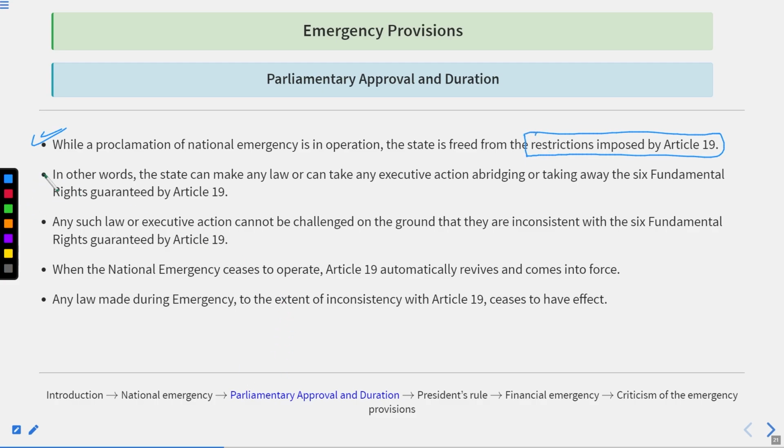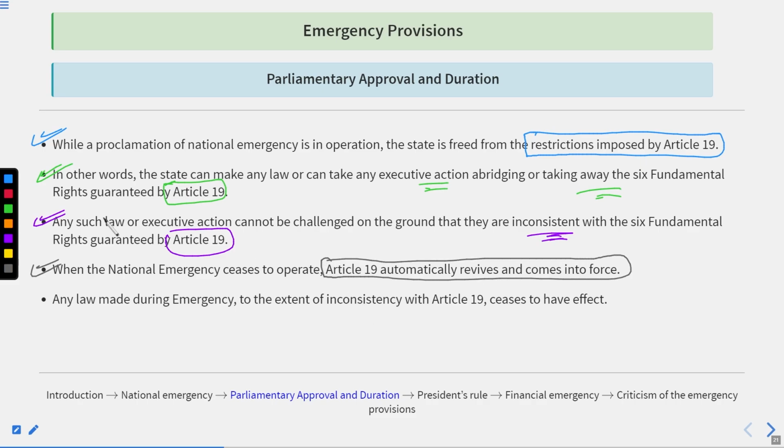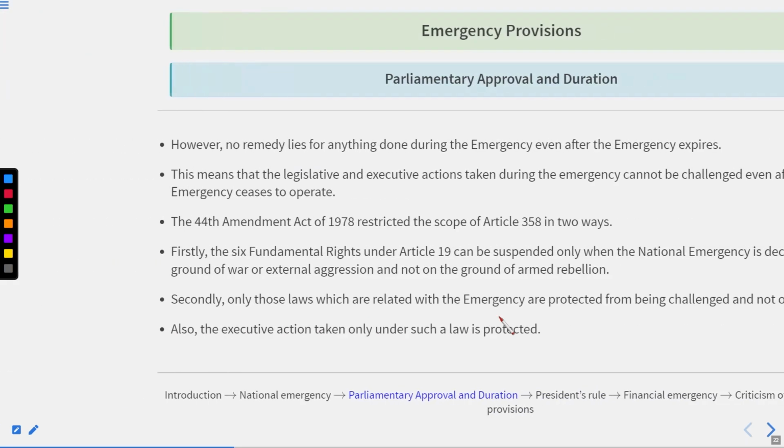All right. In other words, the state can make any law or take any executive action abridging or taking away the six fundamental rights guaranteed by Article 19. Any such law or executive action cannot be challenged on the ground that it is inconsistent with the six fundamental rights guaranteed by Article 19. When the national emergency ceases to operate, Article 19 automatically revives and comes into force. All right. Any law made during the emergency, to the extent of inconsistency with Article 19, ceases to have effect. All right.